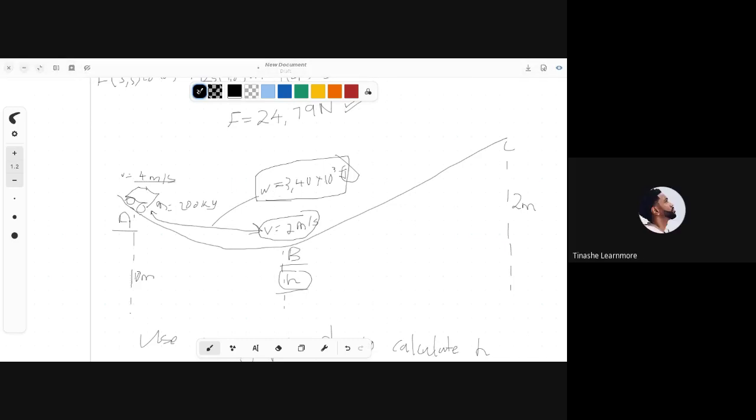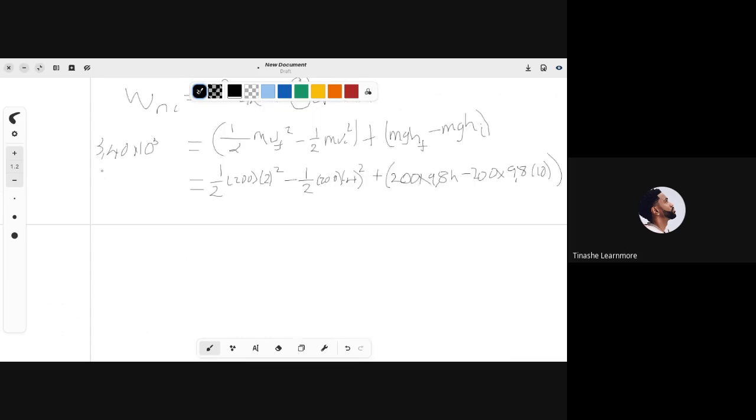Actually this should be a negative because we're talking about friction. Let me do this. It's equal to, because it's done by the non-conservative, and the non-conservative there is friction, and friction is negative. So here we should be having a negative. Let me just do a quick solve with the calculator. So negative 3.40 times 10 to the third is equal to, let me just simplify this.